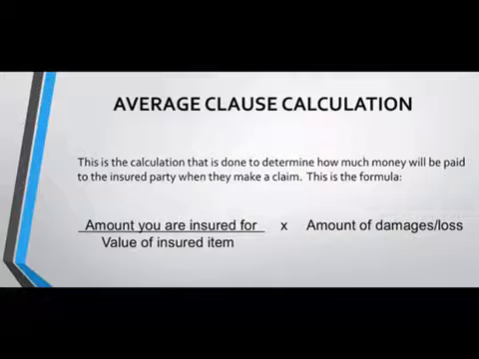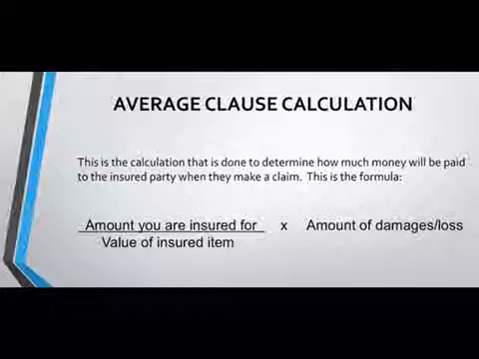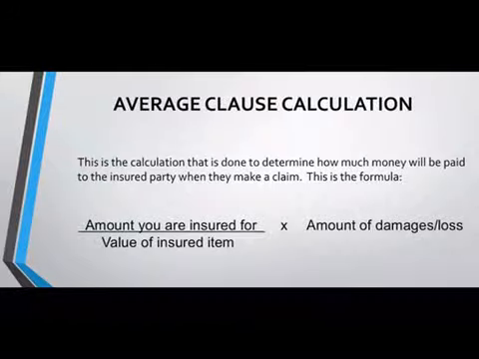If you look at the formula for average clause, you will see that the amount that you are insured for is divided by the market value of the item, multiplied by the amount of the damage or the loss that you incurred. The market value is what the property is worth, and the amount that you are insured for is the damages that you can claim up to. To remind you, it's a calculation done when the insured party is underinsured. We only do this calculation when the insured party is underinsured.